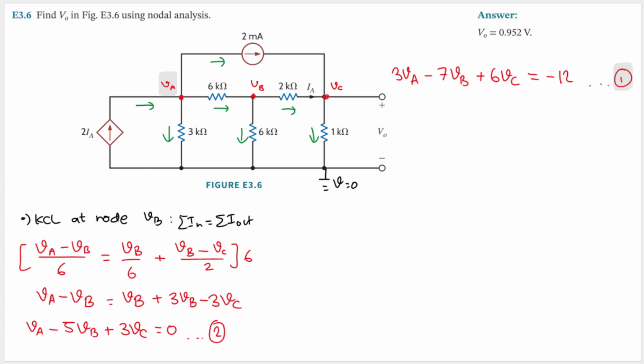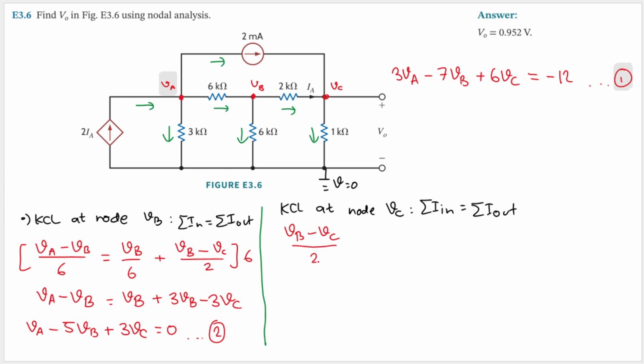Okay, now what else can we do? We can do another KCL, but this time at node VC. Let's do exactly that. KCL at node VC. KCL said that the sum of the current that goes in will equal the sum of the currents that go out. The only current that goes in is this one, so we'll have VB minus VC divided by 2. Oh no, there is another current that goes in, which is this one, which is 2 ampere. So we will have plus 2 here.